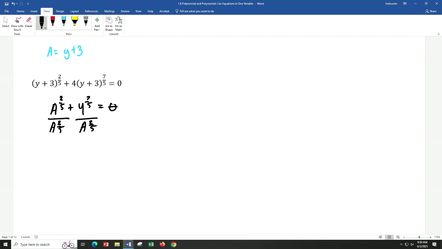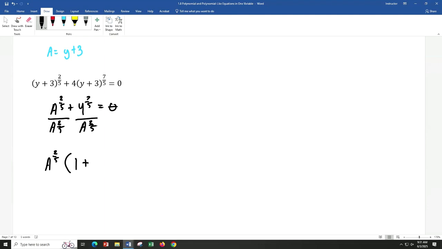Now we know we're factoring right now, right? We're factoring out that GCF, which we know right now is that A to the 2/5. So when I'm factoring, I have to pull out this A to the 2/5. I'm going to put a parenthesis. A to the 2/5 divided by A to the 2/5 is just what? 1, right? And then I'm going to have a plus.